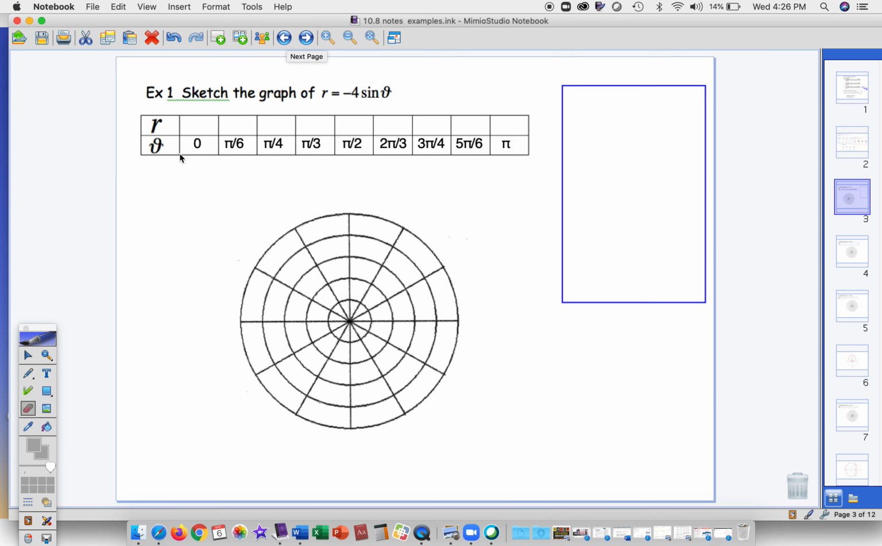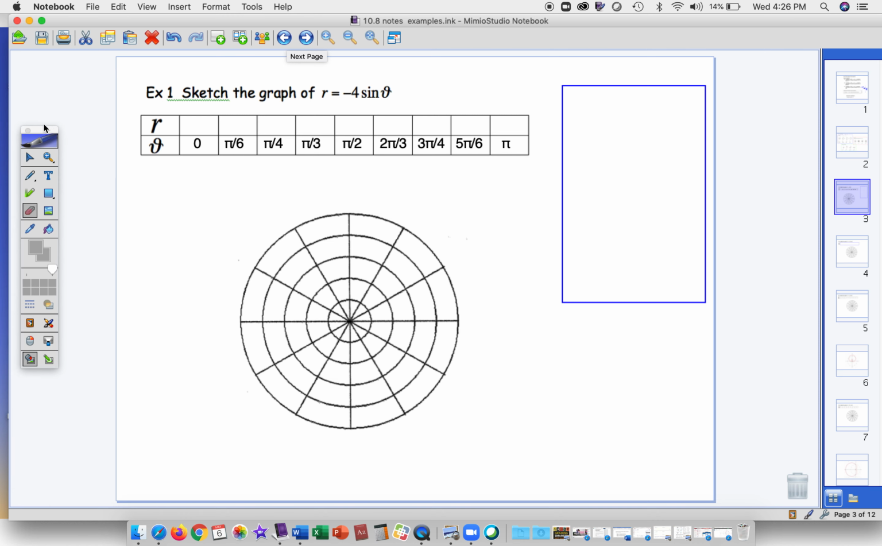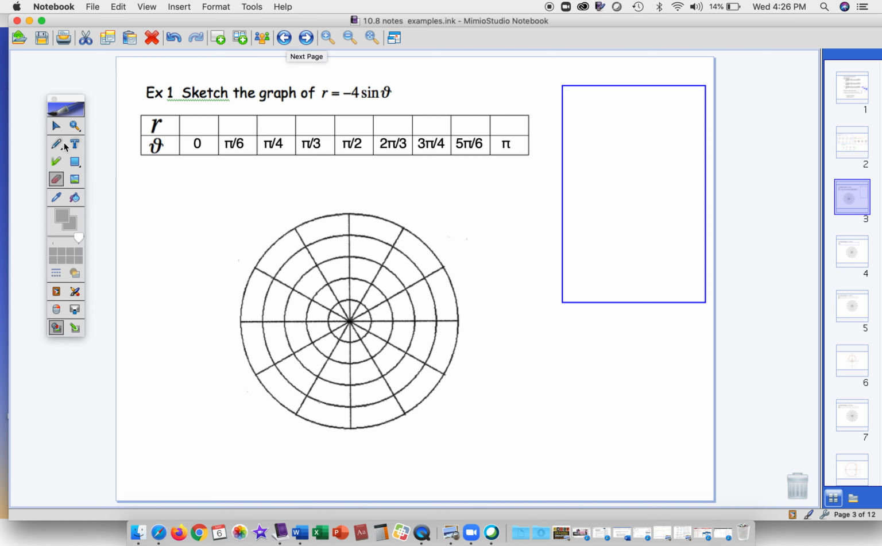So I started plotting some points. We always plug in theta and solve for r. So when theta is 0, the sine of theta is 0, so that gives me 0. For pi over 6, the sine of pi over 6 is a half, so I get -2. For pi over 4, that's root 2 over 2, so it's -2 root 2.